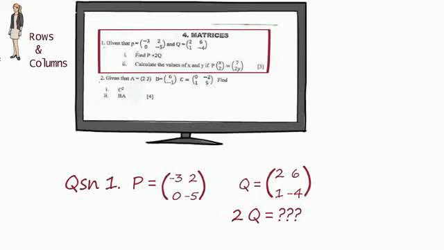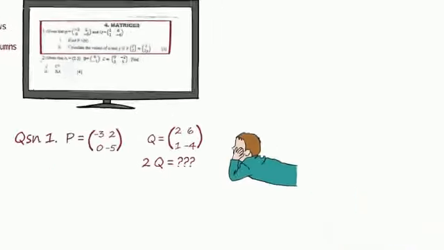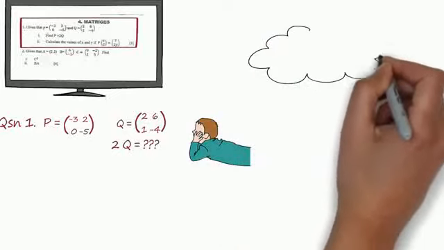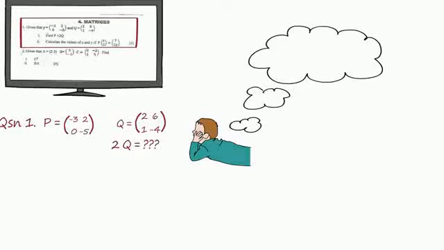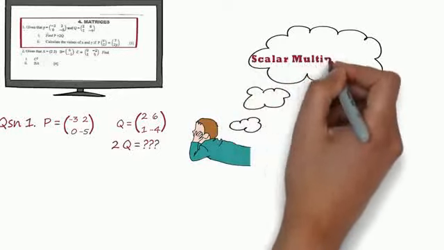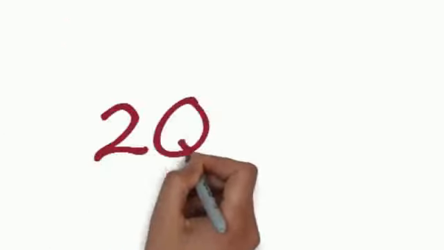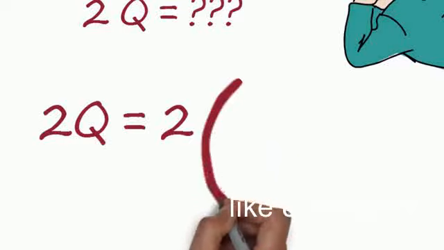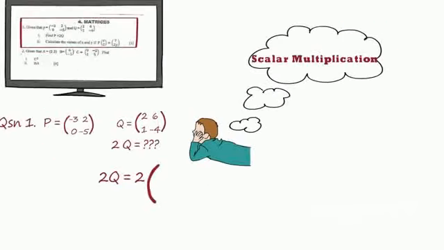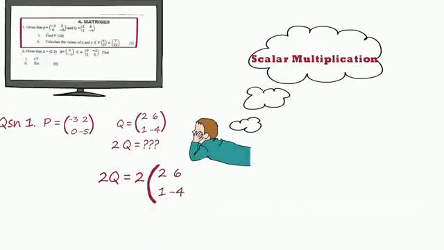But the question now is P plus 2Q. The first thing that we need to do is to find 2Q. And how do we find 2Q? We are multiplying 2 times the matrix Q, which is 2, 6, 1, minus 4. And we call this a scalar multiplication. Scalar multiplication is whereby you are multiplying a number with the matrix. In this case, we are multiplying 2 with the matrix Q. That's where 2 is multiplying everything inside that matrix.